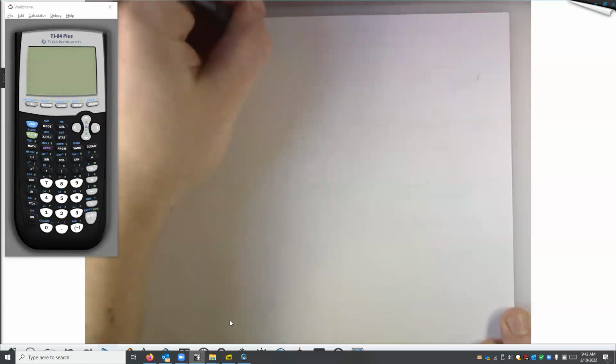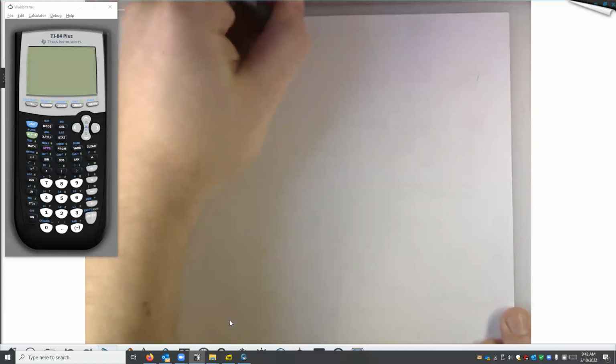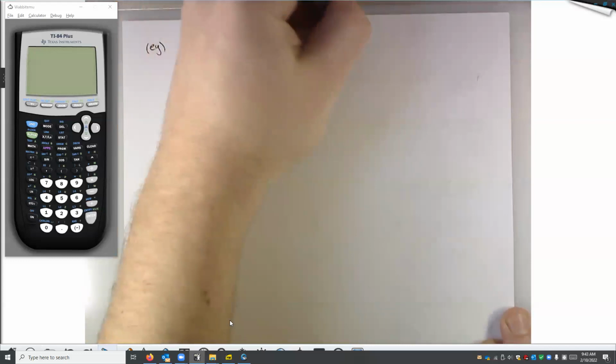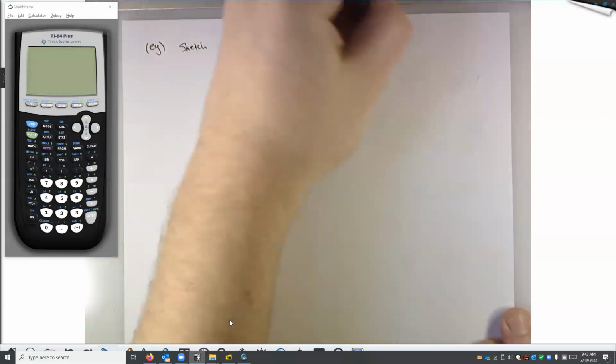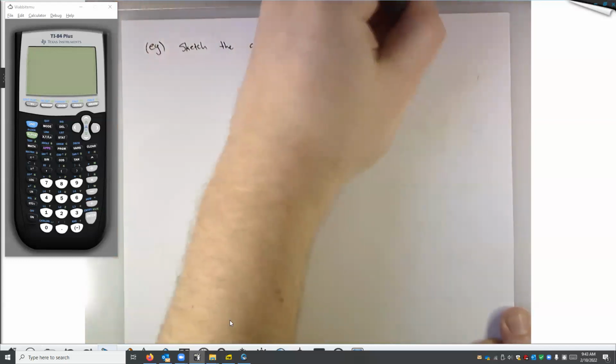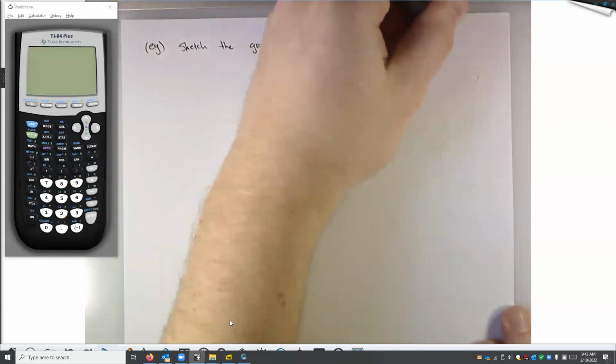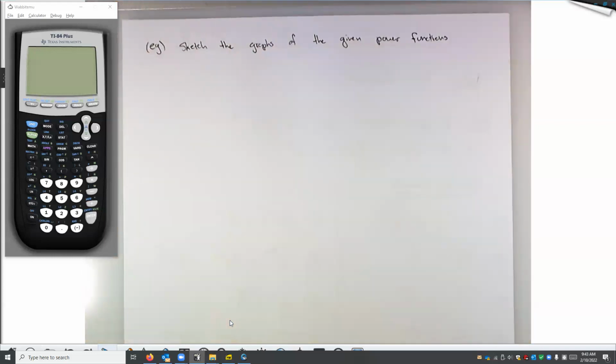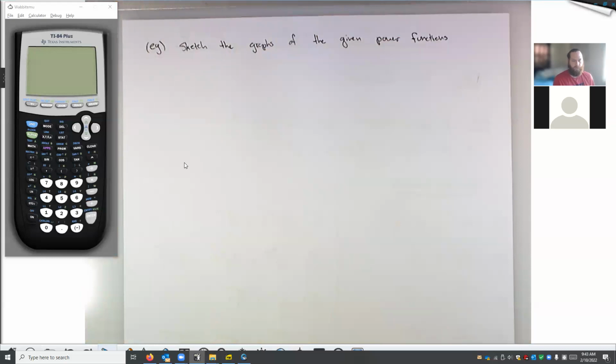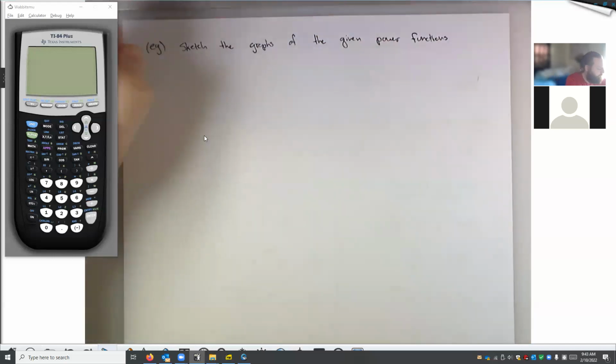So we're just going to sketch the graphs of the power functions, the given power functions. And for now, we're going to use our graphing calculator. But the purpose of this example is to introduce and hopefully get you to kind of remember a little bit what these graphs look like. And towards the end of this part, I'll give you a little table with the basic graph shapes for each of these.